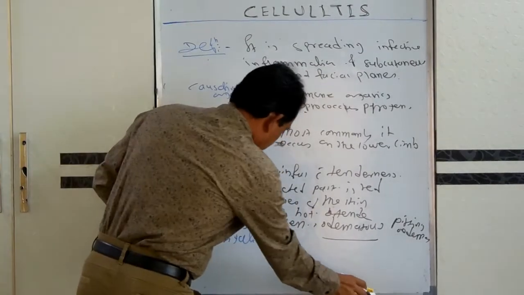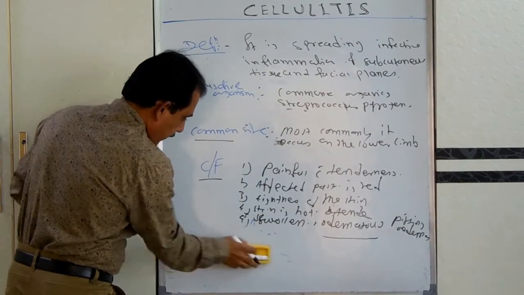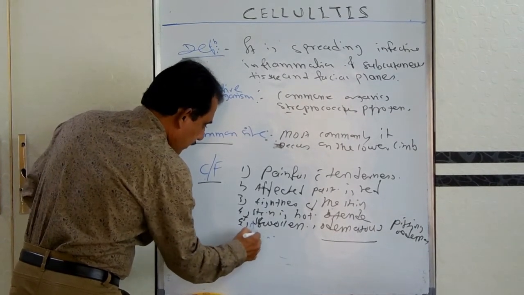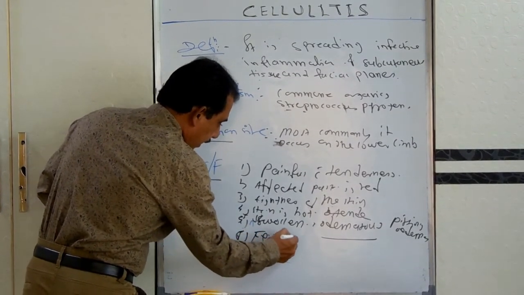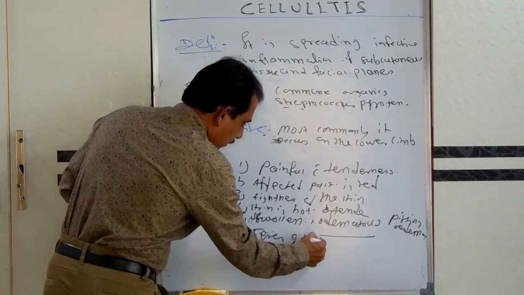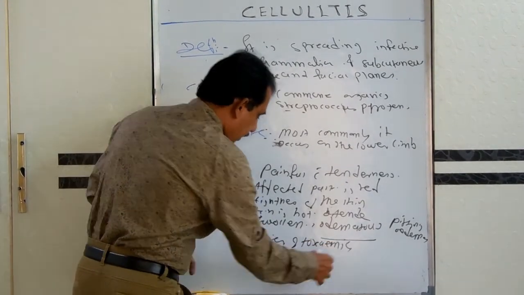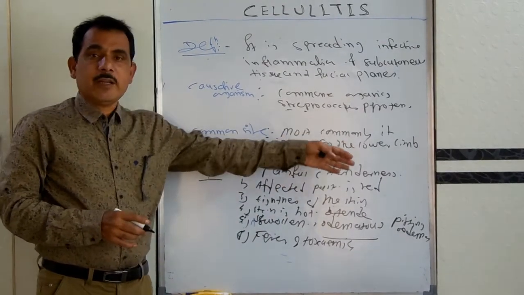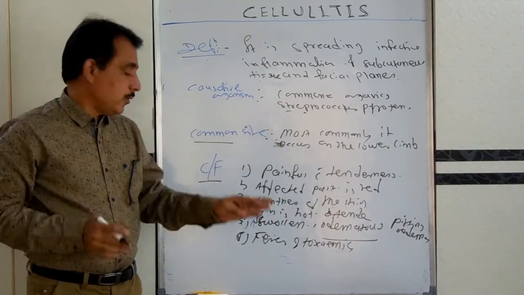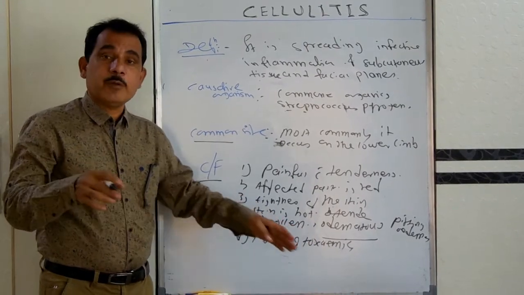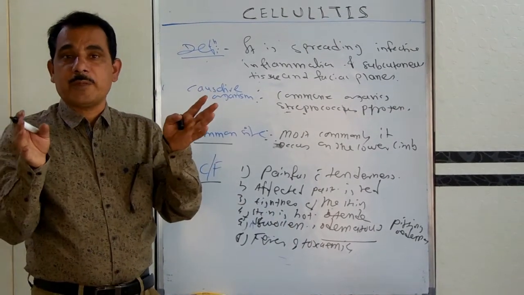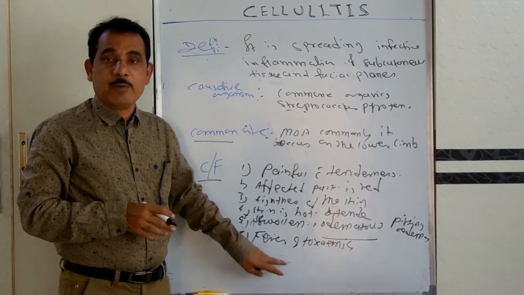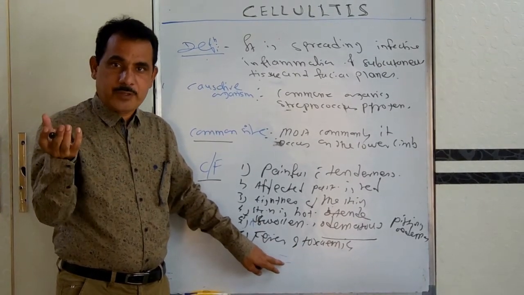Next clinical features. Fever and toxemia. The fever and toxemia are variable with the spread of the inflammation. If inflammation spreads more, the fever will be high grade. And if inflammation is spreading more and causing septic conditions, there is a development of toxemia. It's variable from patient to patient.